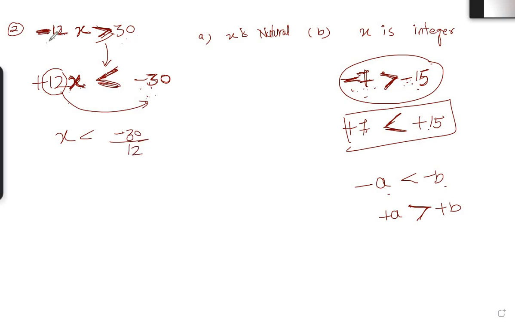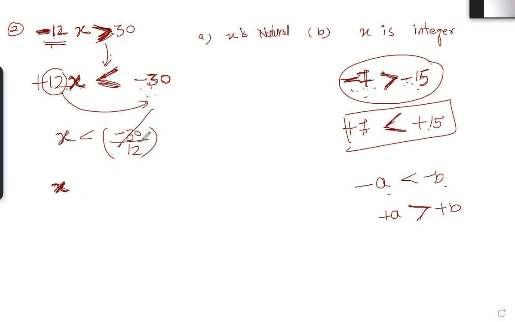Inequalities in this chapter, a negative number can never go to the other side because it may change the sign of the inequality and you will get confused. So it's better first to change it into positive and then take it to the other side. So now this is my question. The positive of x is very easy to handle, correct?